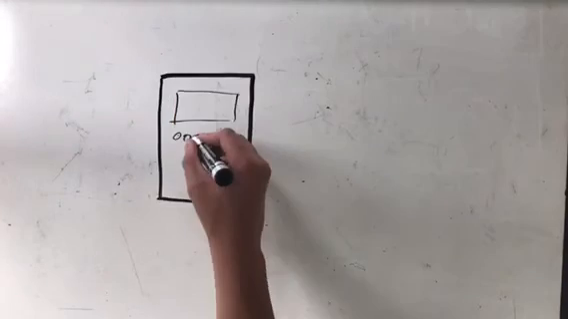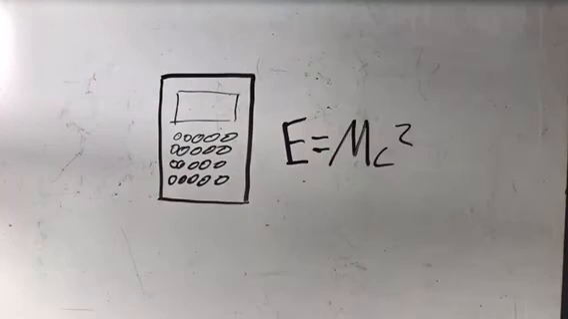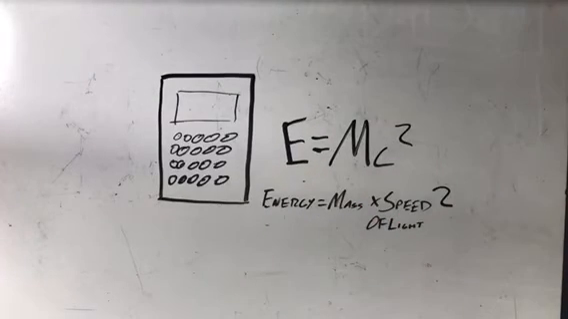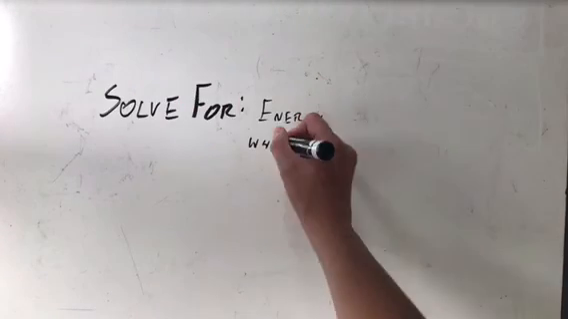The way energy produced is calculated is by using one of science's most famous equations, E equals mc squared. Energy equals mass times the speed of light squared. When you put in the difference of mass from a nucleus before fission and the two from after, you can solve for the energy produced by breaking apart a nucleus.